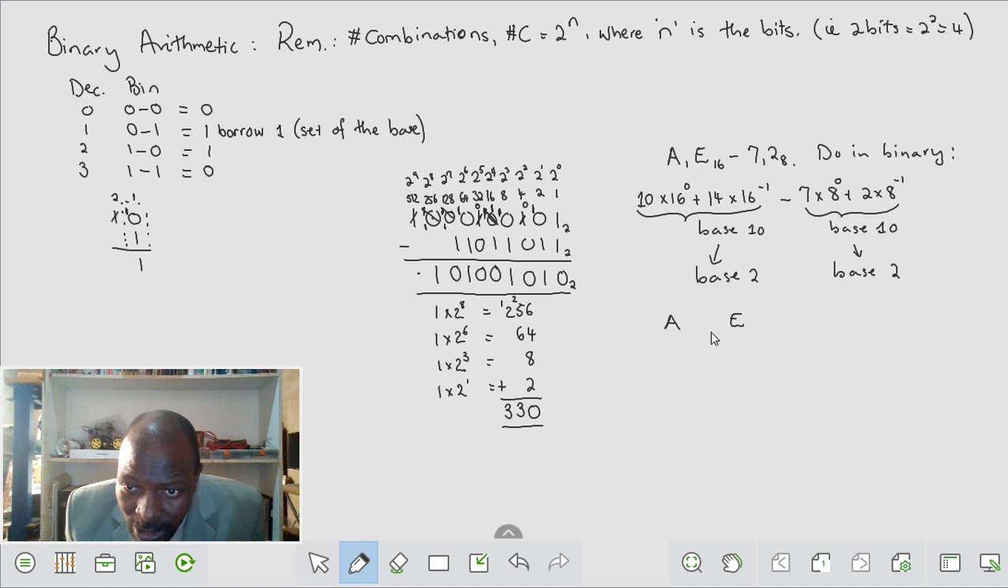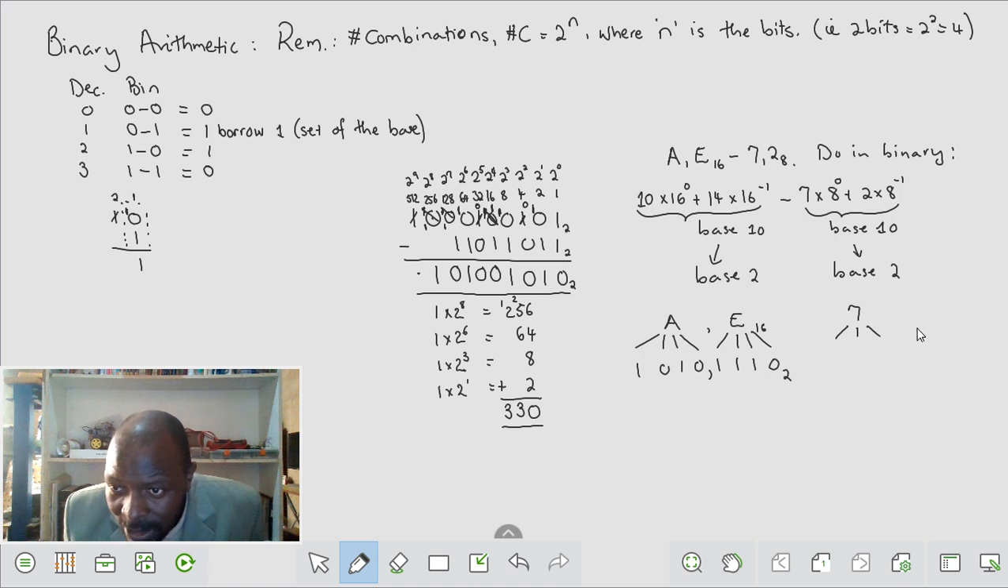With the shortcut method, in which case your A is base 16, so it is split into 4 bits, and then your A is 1 0 1 0. We're doing 8 4 2 1, and then E is 14, 1 1 1 0. So this here would be comma, and then this will be base 2, coming from base 16. And the 7 comma 2 in base 8, 7 is 3 bits, and obviously the 2 would also have to be in 3 bits.